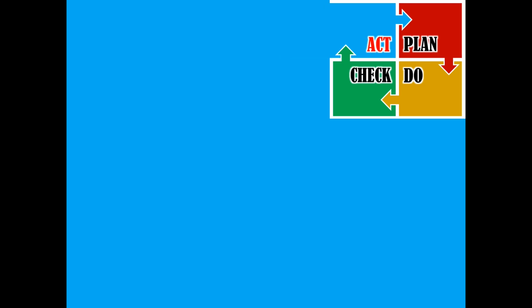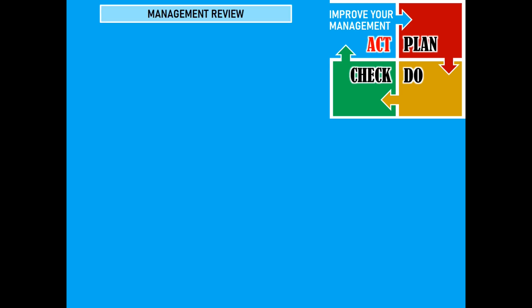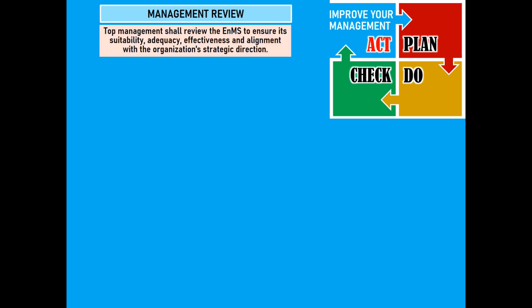Okay, next step under the PDCA approach is the Act step. For our case, involving the energy management system, we need to improve our management under this step. So we need to review our management process. Top management shall review the energy management system to ensure its suitability, adequacy, effectiveness, and alignment with the organization's strategic vision.